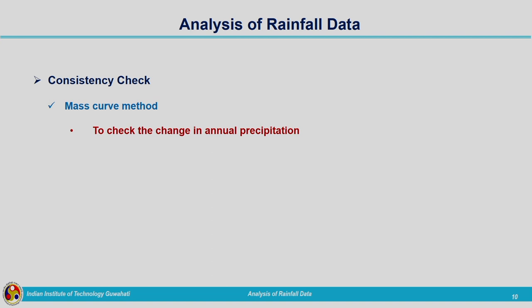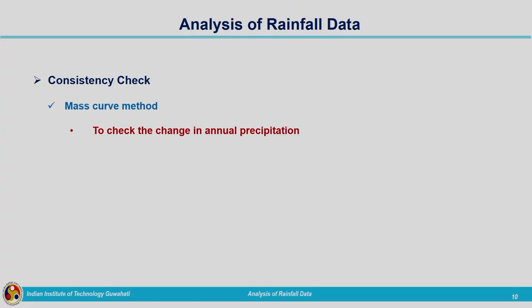For a particular station, we will be calculating the cumulative rainfall, and cumulative rainfall versus time will be plotted, that is the mass curve. Rainfall data collected at a particular station, incremental rainfall data will be there with you, or depending on the type of data collected, we need to get the cumulative data for each and every interval. That will be plotted against time to get the mass curve. So, here for consistency check, first method is to make use of the mass curve method.